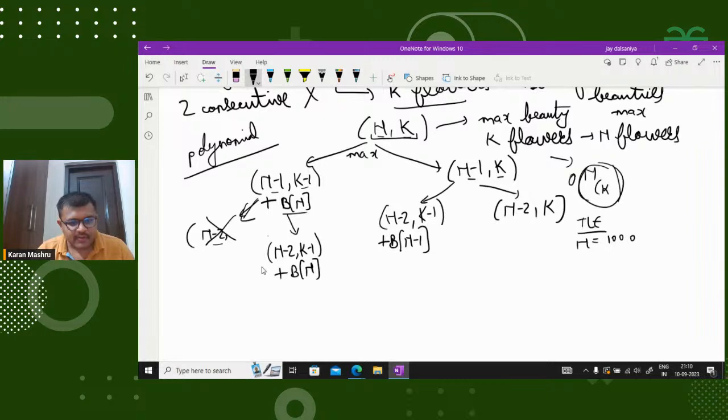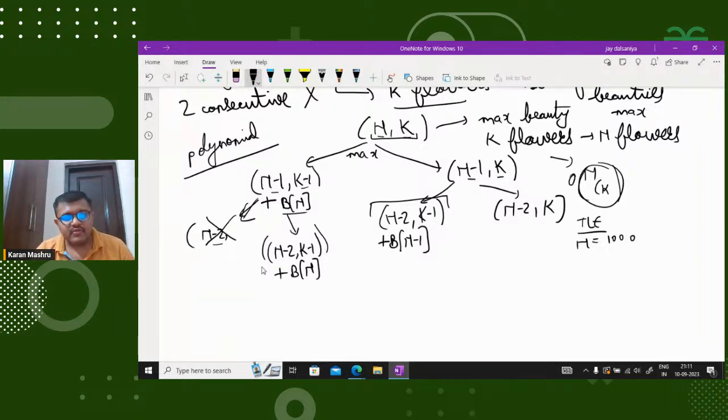Yes, this subproblem which says to pick up k minus 1 flowers considering the first n minus 2 flowers, and here also we have the same recursion function called with n minus 2 and k minus 1. So the same subproblems are repeated, so there is the overlapping subproblem property. We should also have the optimal substructure property. What does the optimal substructure property say? It says that the optimal solutions to the subproblems are used to compute the optimal solutions to the bigger problems. Here are we doing that?